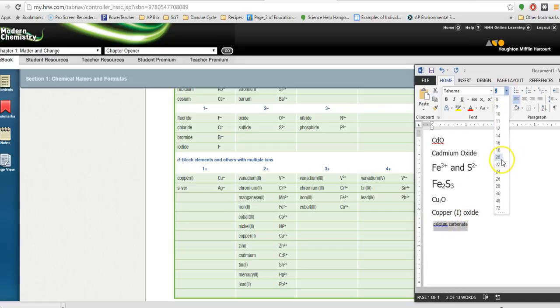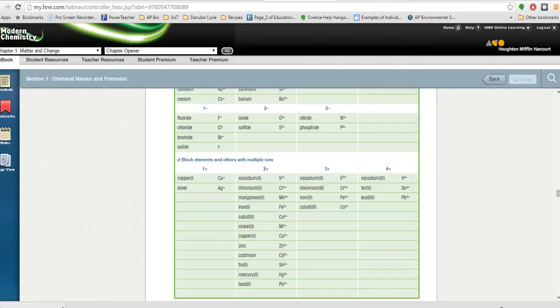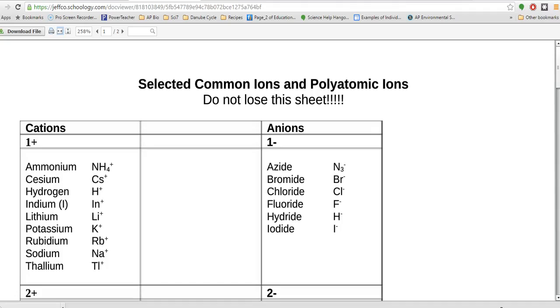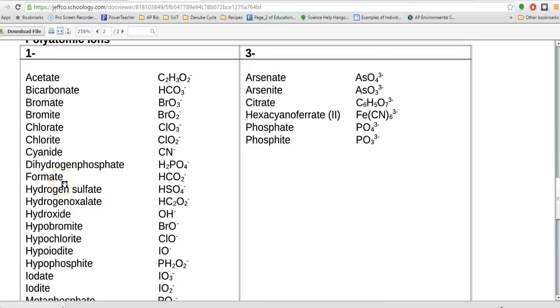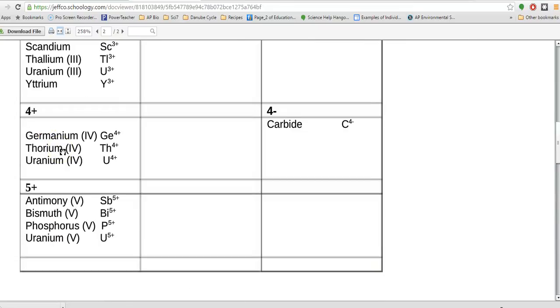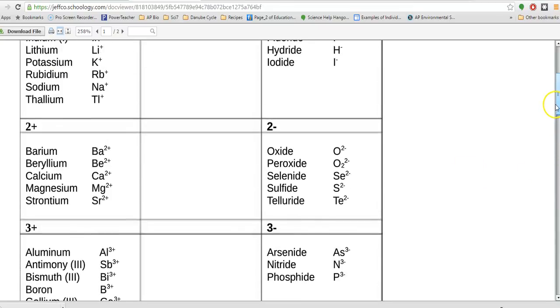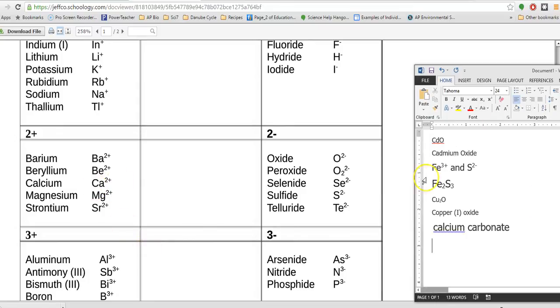Perfect. Okay, so let me make this font a little bit bigger so we can read it. All right, calcium carbonate. So calcium, you got all of your things open. Let's go here. Calcium is right here. It is Ca. I might have to go to my ion sheet to find calcium. Calcium right there. It's Ca2+. All right, so I know that calcium is Ca, and the charge on it is 2+. That is a superscript because it's a charge.